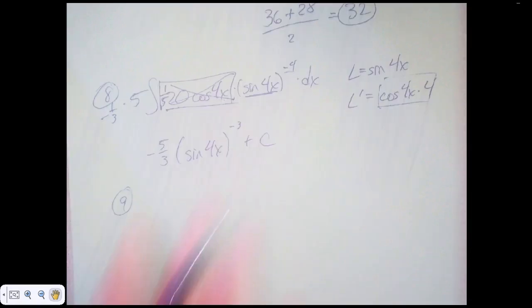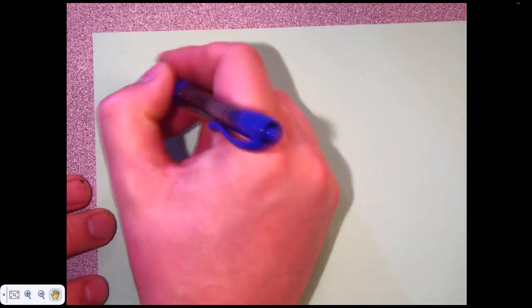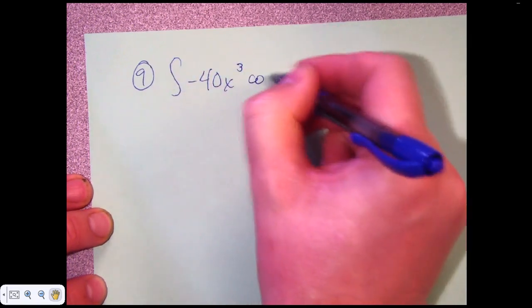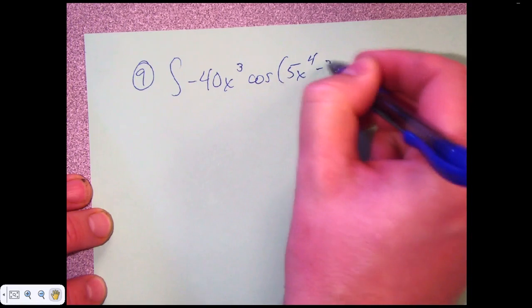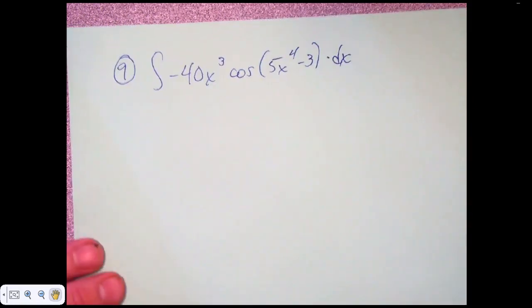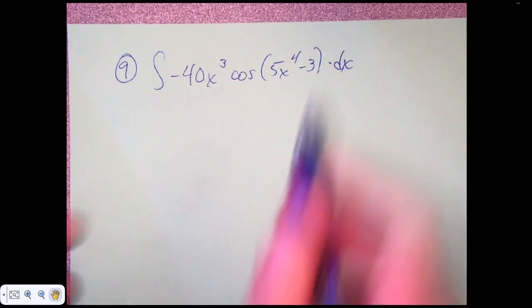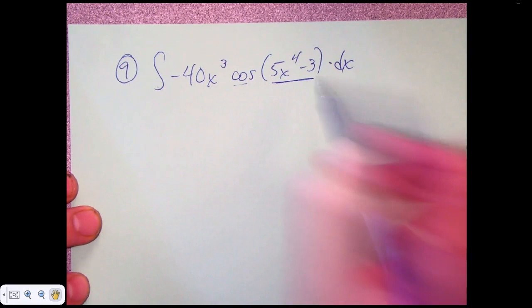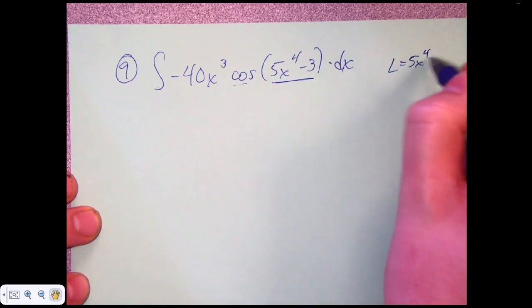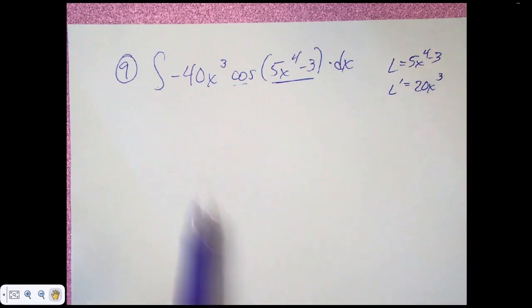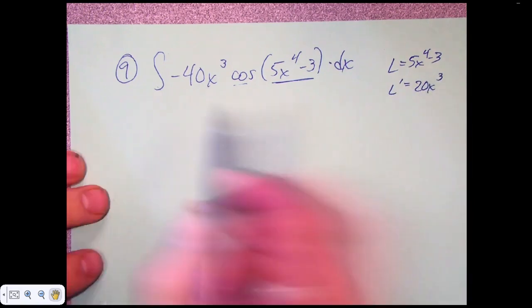Number 9. I'm going to grab a new sheet here. So -40x to the third, cosine 5x to the fourth minus 3. There's another reverse chain rule. This is also indefinite because there's not numbers here, so don't forget your plus c. So cosine is my big, this is my little. So if my little is 5x to the fourth minus 3, little prime needs to be 20x to the third. And it's close, it's -40x to the third.